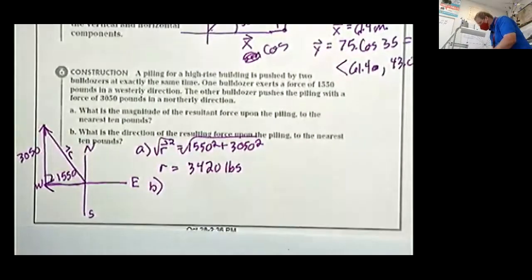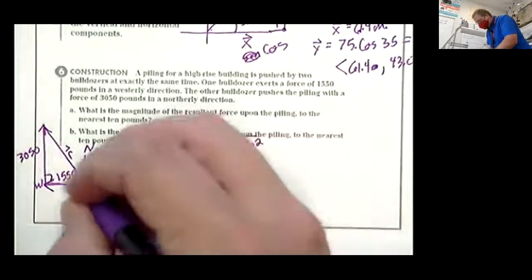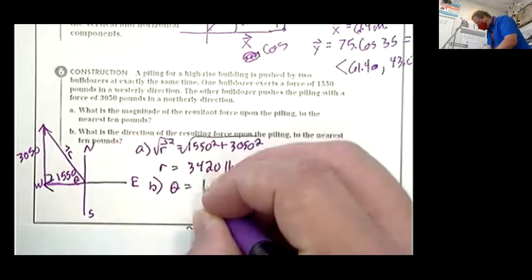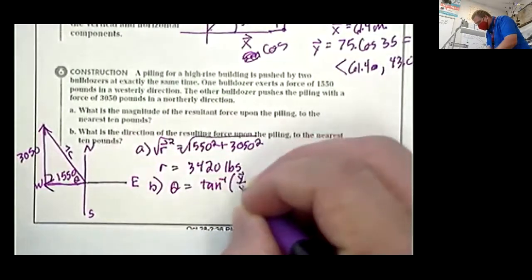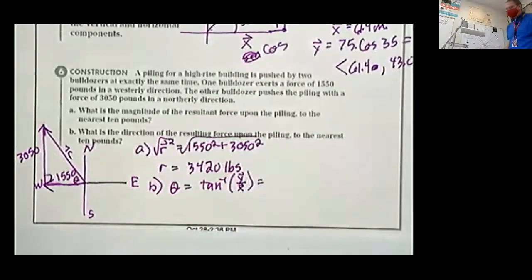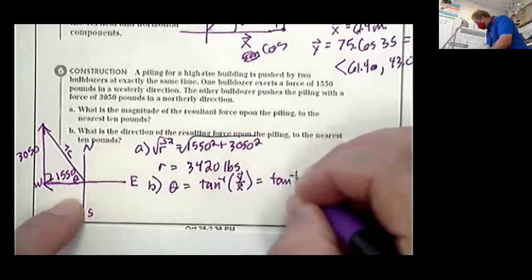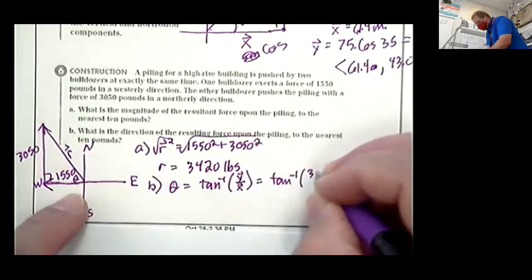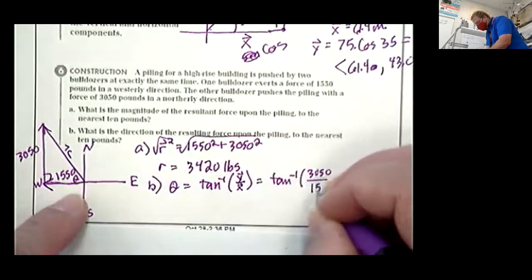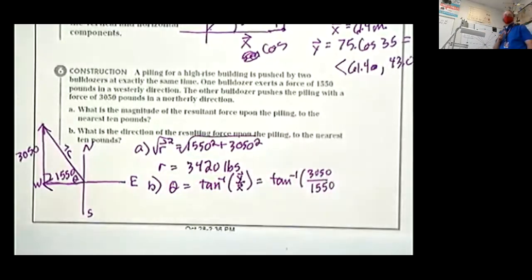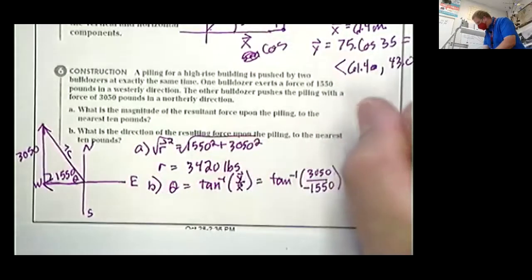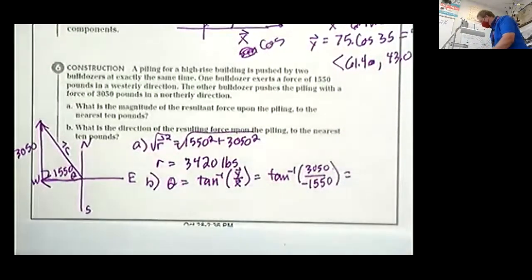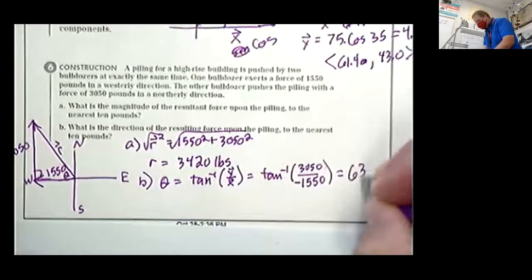We call then for part B to find theta, that's our angle, theta is equal to the tangent inverse of the y vector over the x vector. Rise over run. And so that's tangent inverse of 3050 over 1550. But here we have to remember something about trig. Is 1550 going to the right? It's not. It's going to the left, so that has to be a negative. And we're going to put that in our calculator, and you should get about 63 degrees.